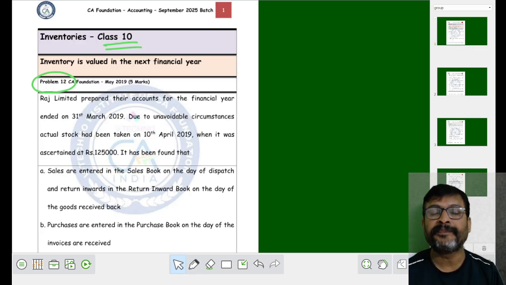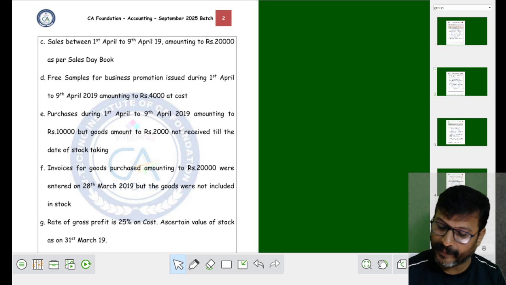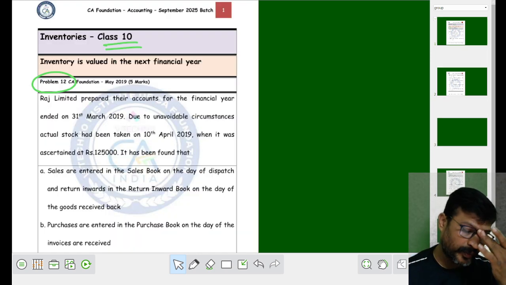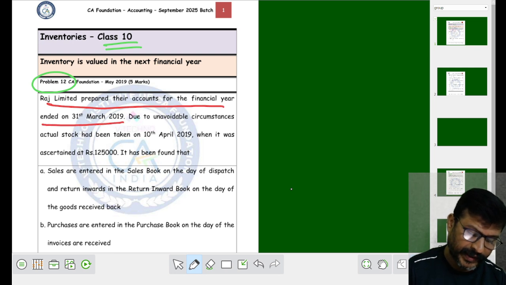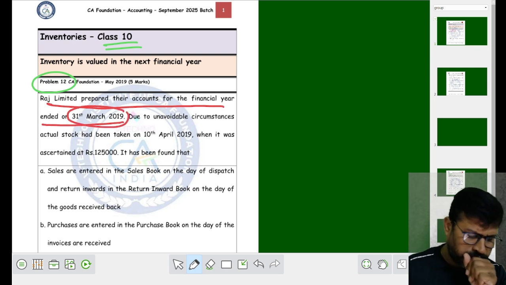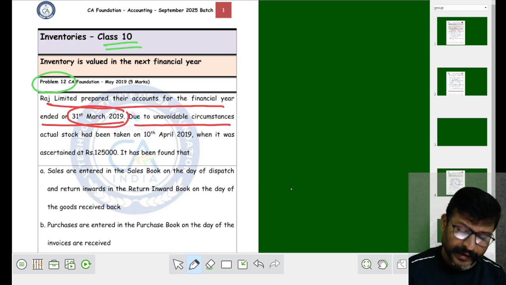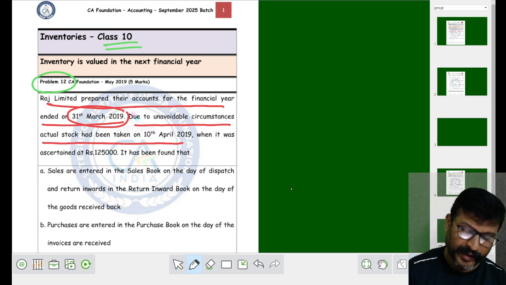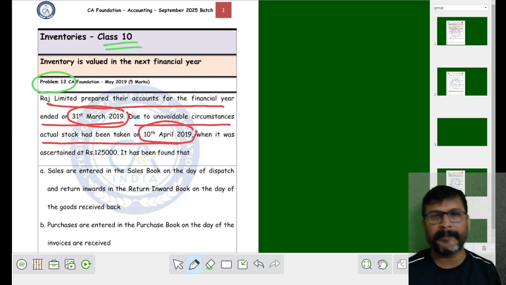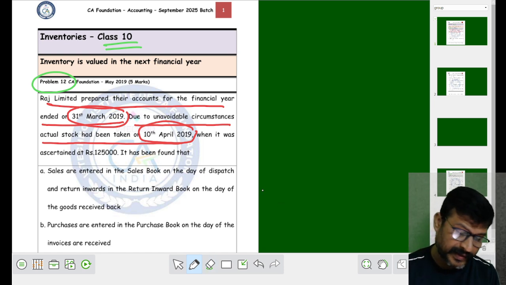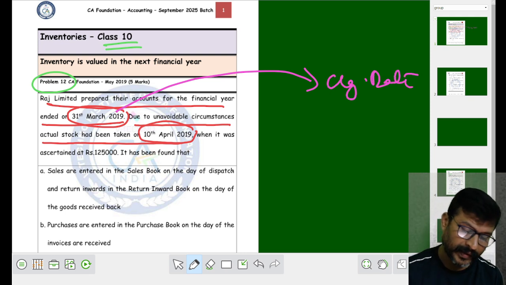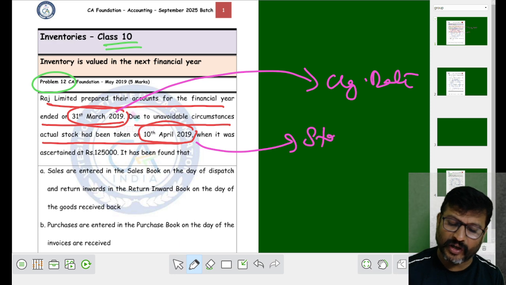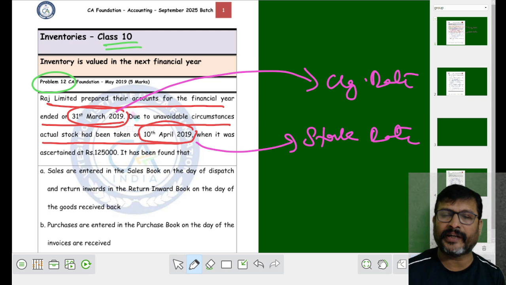Please get ready with your format. See how the format should be. Raj Limited prepared their accounts for the financial year ended March 2019. Due to unavoidable circumstances, actual stock had been taken on 10th April 2019. My dear students, this 31st March 2019 is your closing date. But 10th April is the stock date. You have taken the stock on 10th April.